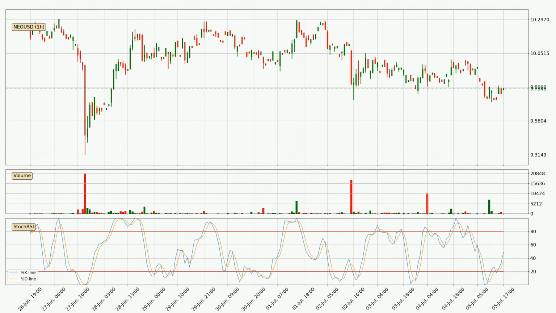Jumping to the hourly stochastic RSI, the stochastic RSI currently shows no overbought or oversold conditions, but because the %K line is over the %D line, we can deduce that the trend is currently on the up.